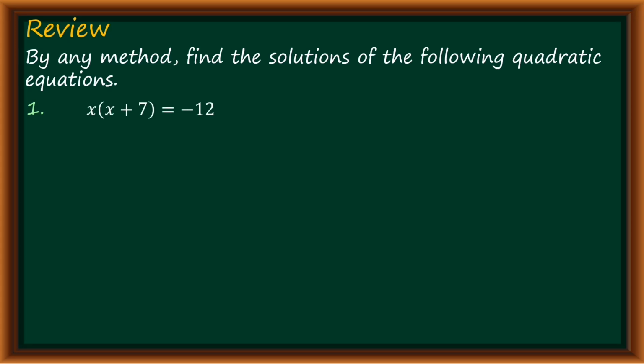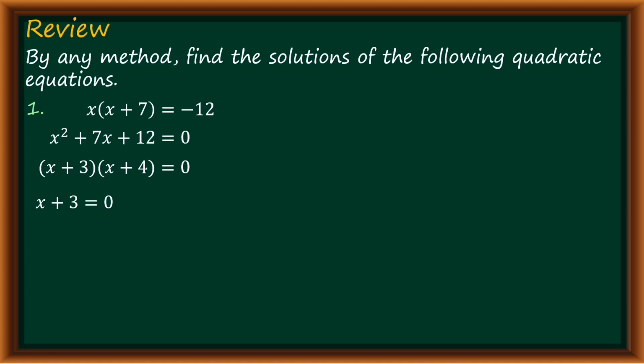Number 1, x times the quantity x plus 7 is equal to negative 12. Let us write this first into standard form, and it is written as x squared plus 7x plus 12 is equal to 0. This equation is factorable, so we can use factoring method in order to solve for the value of x. The factored form of the left side is the quantity x plus 3 times the quantity x plus 4 equal to 0. To solve for the first value of x, let us use x plus 3 is equal to 0.